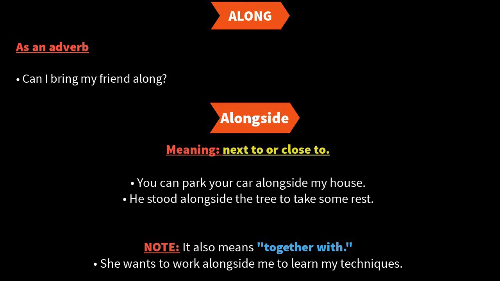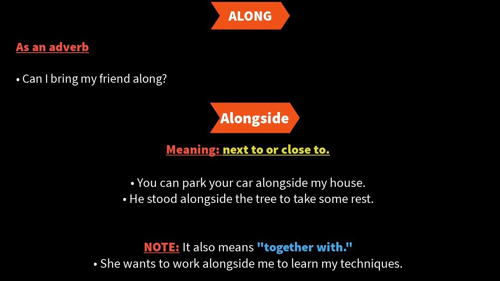We can also use alongside by giving the meaning together with someone. Let me show you an example. She wants to work alongside me to learn my techniques. That means together with me on a same project, in the same office, in the same cubicle. That is also how we can use the word alongside, giving the meaning of working with somebody.